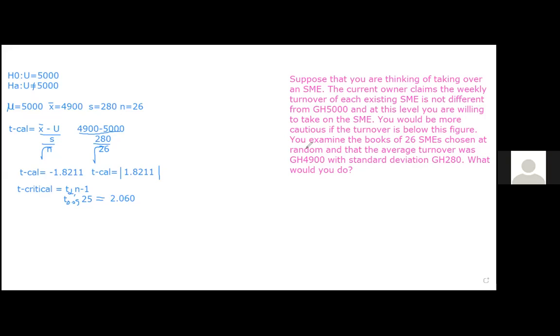Why? Because our T calculated is less than our T critical. Exactly. The decision rule says reject if it is greater than. But here you check and the T cal is less than the T critical, so you fail to reject. Okay, so this is how you make the decision.